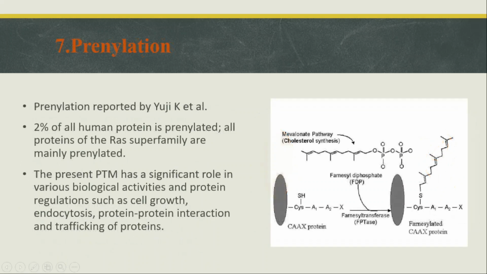And the next one is prenylation. Prenylation is another type of lipidation. It occurs by the addition of lipids. It was reported by Suzuki et al. It's an irreversible post-translational modification. 2% of all human proteins are prenylated. All proteins of the RAS superfamily are mainly prenylated.